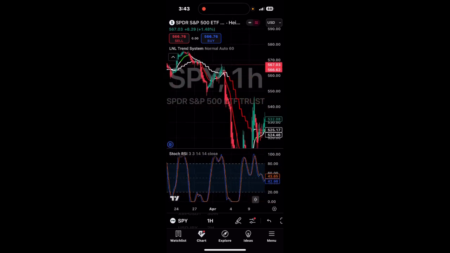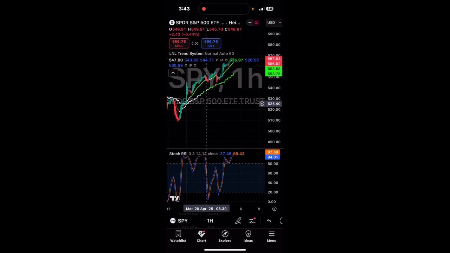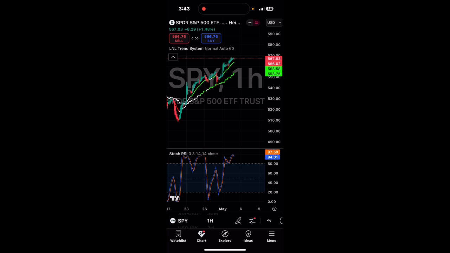So once you have identified the direction, if you miss this cross, you want to go to your stochastic here. And what you want to do is focus on the moments, not necessarily all of them, but most of them.